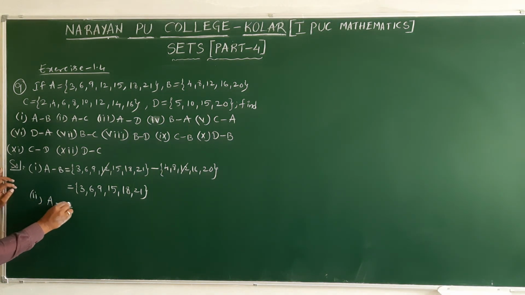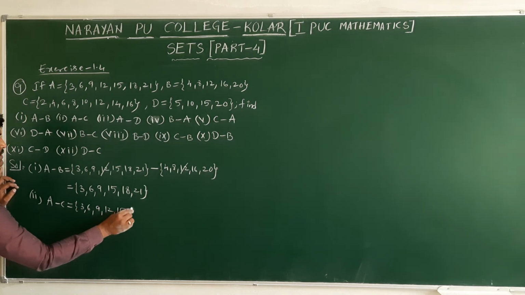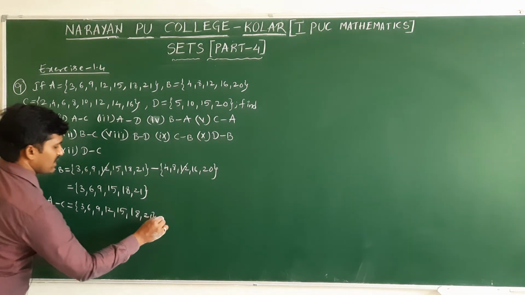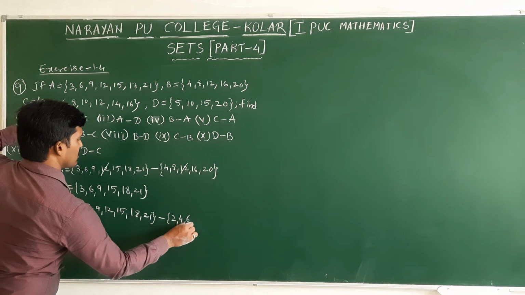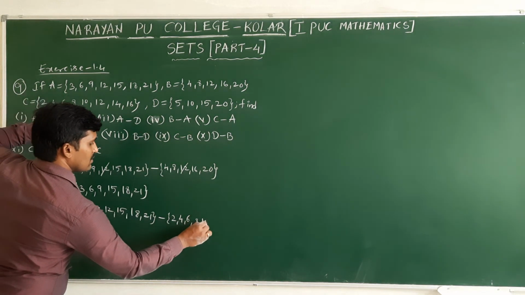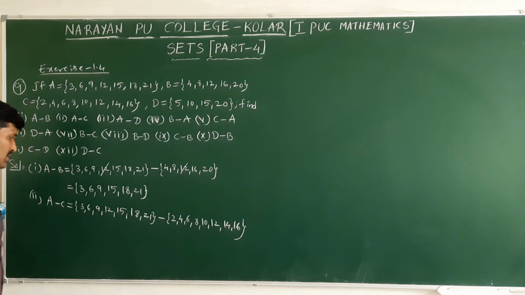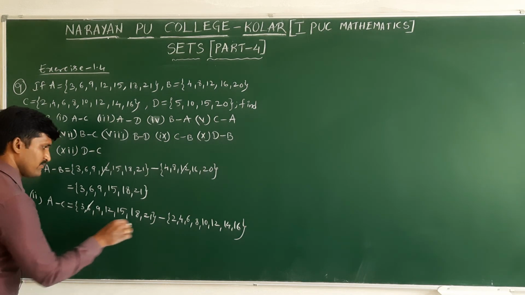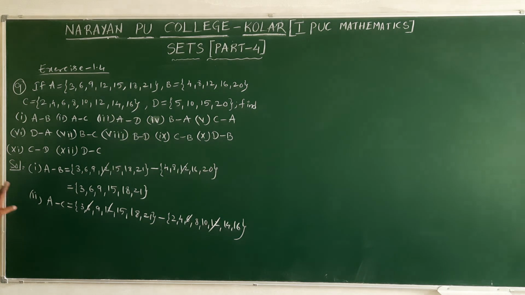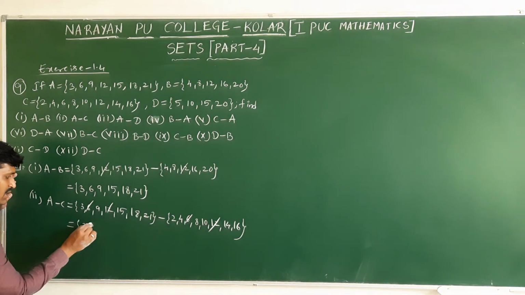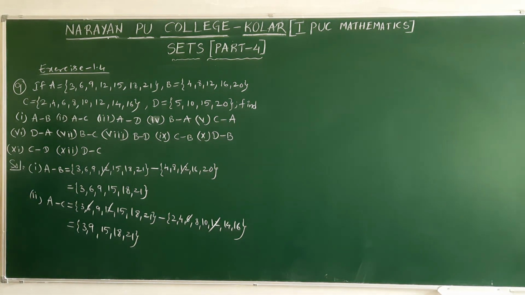Next, A minus C. A is 3, 6, 9, 12, 15, 18, 21. If you write it, you can understand easily. C, what is there? 2, 4, 6, 8, 10, 12, 14, 16. Common elements eliminate. 6, and 12. Is there any other? No. That's why the remaining elements are 3, 9, 15, 18, 21.